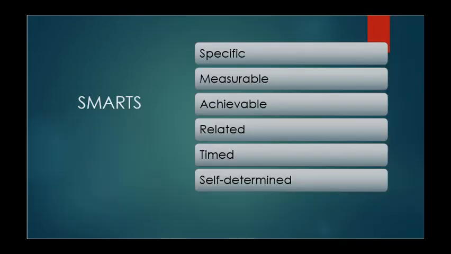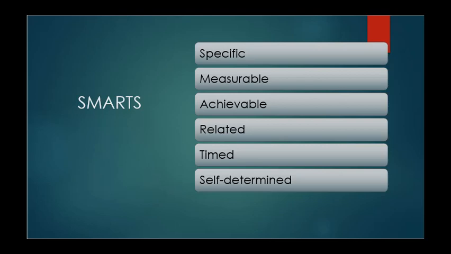Many of you are probably familiar with the SMART goal setting strategy. Now this one has SMARTs and adds an S at the end. And oftentimes some of these words within the SMARTs are interchangeable with other words. So just to keep it clear, for our module and our learning about psychology of coaching, we're going to use SMARTs to mean specific, measurable, achievable, related, timed, and self-determined.